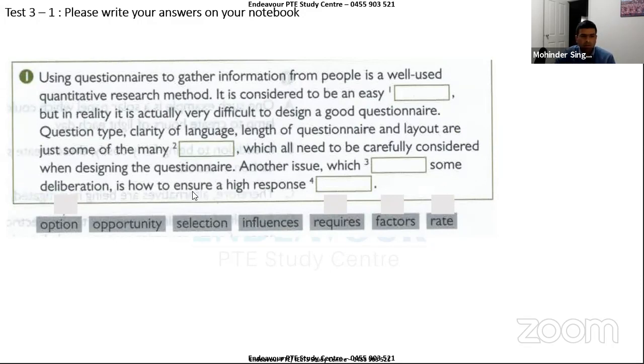Okay. Is how to ensure high response rate. Okay, so first one is option, factors, and then requires and rate. Options, factors, requires, rate. Yep, most of you have got it right. Manmeet, how about you?